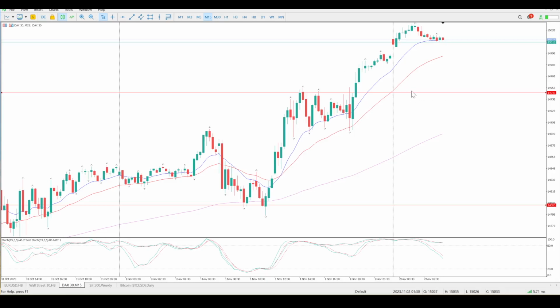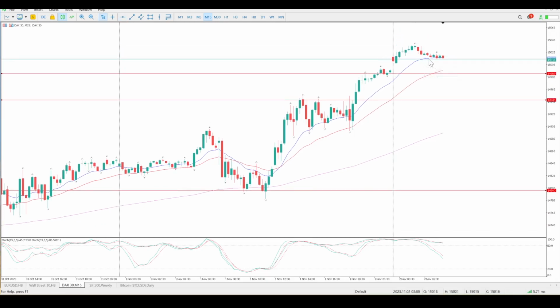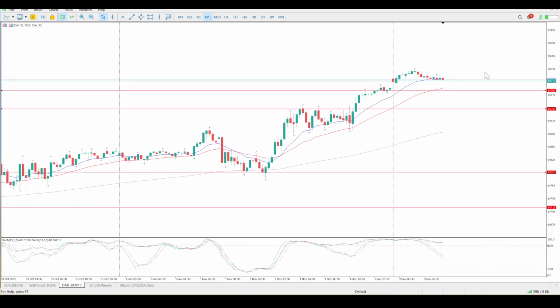Looking for this deeper pullback onto this 14,946. We may not get that, so what you may get is something like that. So that would be 14,989. And we are hovering at 1900, so that could also just be ranging like this and then suddenly shoot up. That's also another possibility as well. But for first price, I'd want to see a pullback onto these levels here.